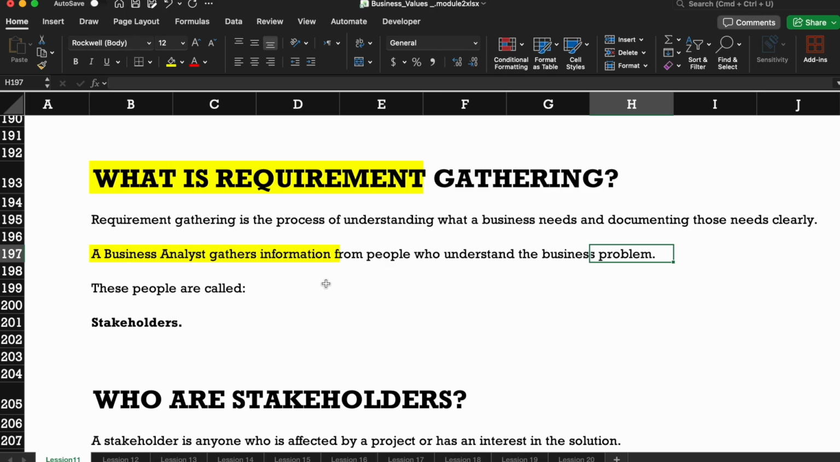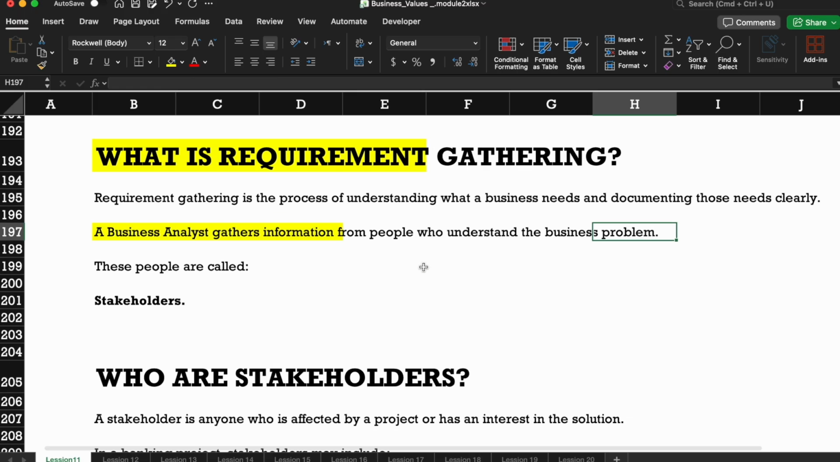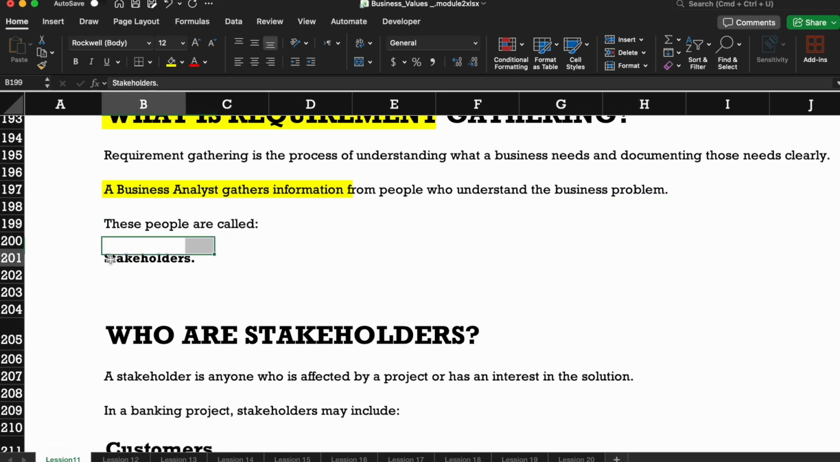The SME is the person working on a particular flow. Let's take one example, buying a coffee. The person selling the coffee at the counter knows what questions to ask and what the pain points are. Those are the people you need to connect with to gather requirements. They know the business problem, they are the experts, they are the SMEs. You work with those people to gather requirements. These people are called stakeholders. So the keyword here is stakeholders.